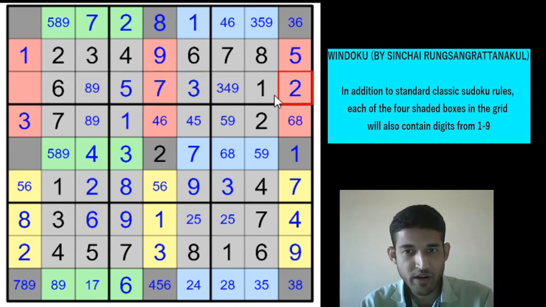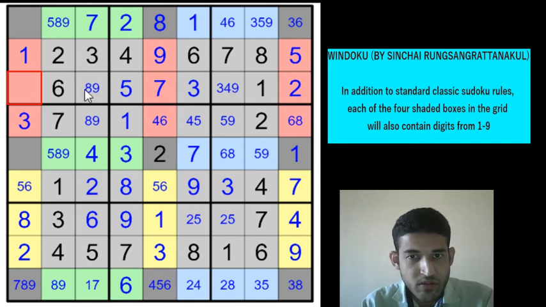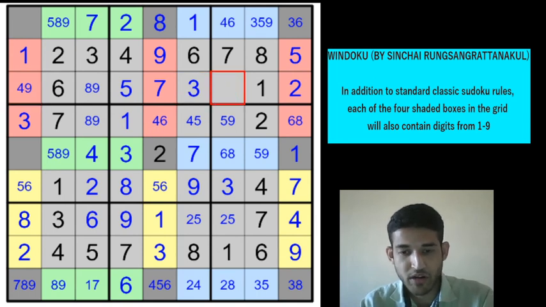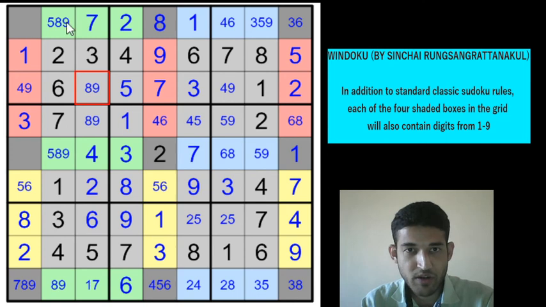3, 5, 6, 7, 1 and 2. 8 is not possible. So it is going to be 4 or 9. So this will be 4 or 9, right? Yeah. So this cell has a 3, so this cannot be a 3. So this will be a 4 or 9 again. That leaves only one cell for the 8 in that row, which gives a 9 here.